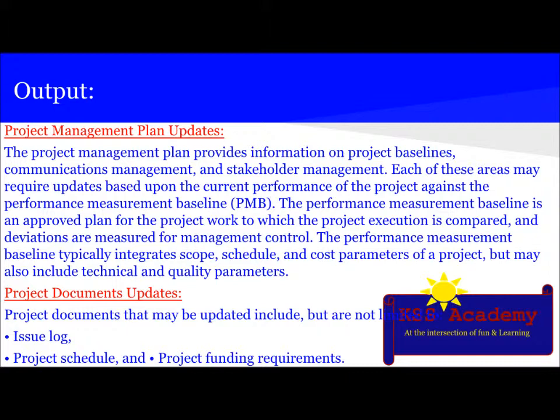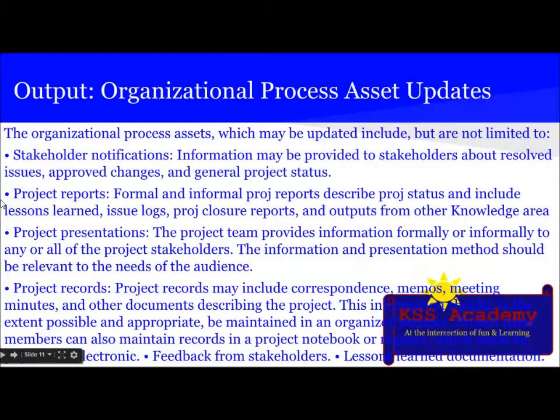The next output is project document updates, and it includes the issue log, project schedule, and project funding requirements. The last output is organizational process assets updates, and it includes stakeholder notifications, which deals with information that may be provided to stakeholders about resolved issues and approved changes and general project status.